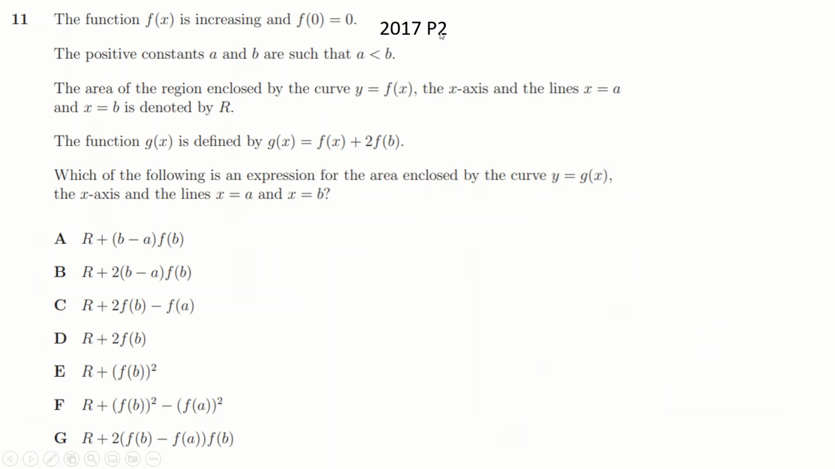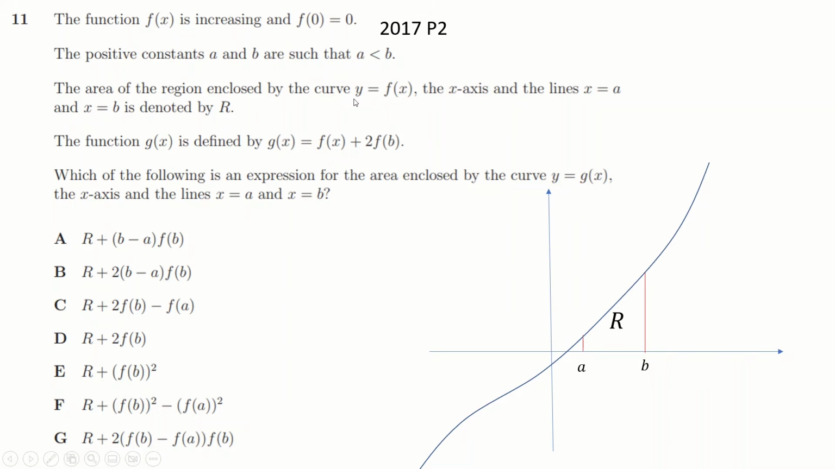Last question, couldn't resist throwing in a Paper 2 thing here. F of x is increasing, so it looks a bit like this function. It's just always increasing like this. F of 0 is equal to 0 means that I have plotted this terribly, but I don't think that matters too much. So I'm just going to go with it because I don't care enough to change this now. Let's see if that matters. I don't think it does.